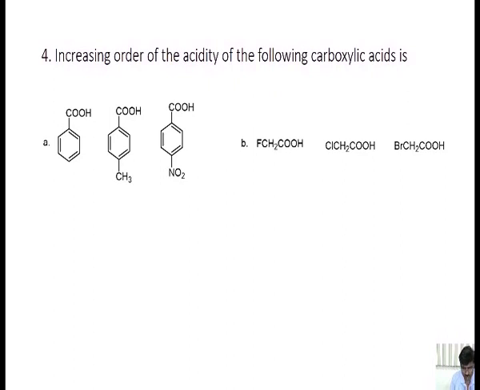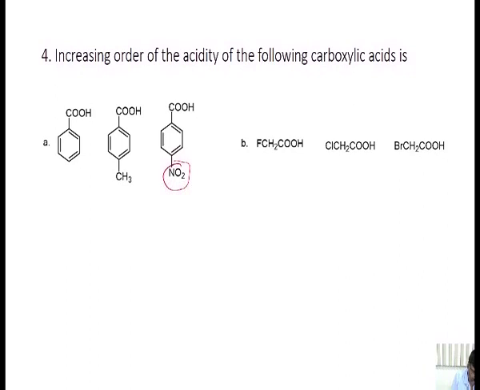Increasing order of the acidity of the following carboxylic acids is, there are two sets of carboxylic acids. First one involves benzoic acid and its derivatives. We look at these carboxylic acids just as we have seen the electrophilicity of aldehydes. Here benzoic acid has a methyl substituent, here it has a nitro substituent at fourth position.